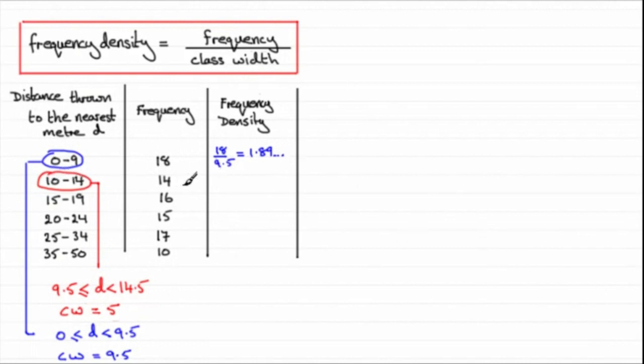When it comes to working out the frequency density for the class 10 to 14, we do 14 divided by the class width, which we know is 5 units, going from 9.5 to 14.5. 14 divided by 5 gives you 2.8. Now you need to work out the other values, and you might like to pause the video and give it a go.